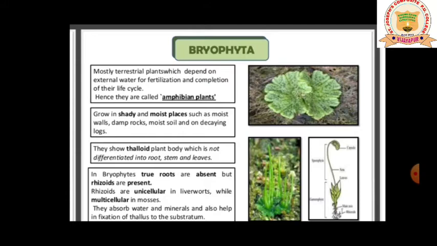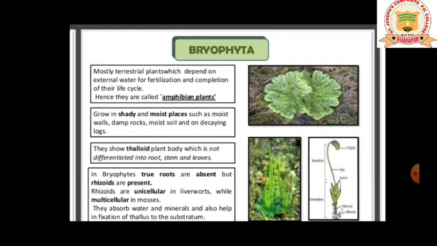Bryophyta includes the various mosses. Mostly terrestrial, the Bryophyta are present on land but depend on external water for fertilization and completion of their life cycle. Hence, they are termed as amphibians of the plant kingdom. One mark question for the theory point: Bryophyta are termed as amphibians of the plant kingdom.